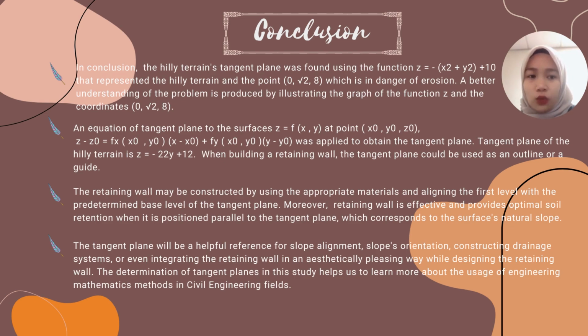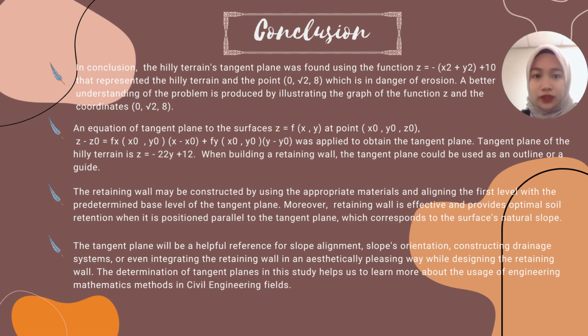When building a retaining wall, the tangent plane could be used as an outline or a guide. The tangent plane will be a helpful reference for slope alignment, slope orientation, the drainage system, or even integrating the retaining wall in an aesthetically pleasing way while designing it. The determination of the tangent plane in this study helps us to learn more about the usage of engineering mathematics methods in civil engineering fields.